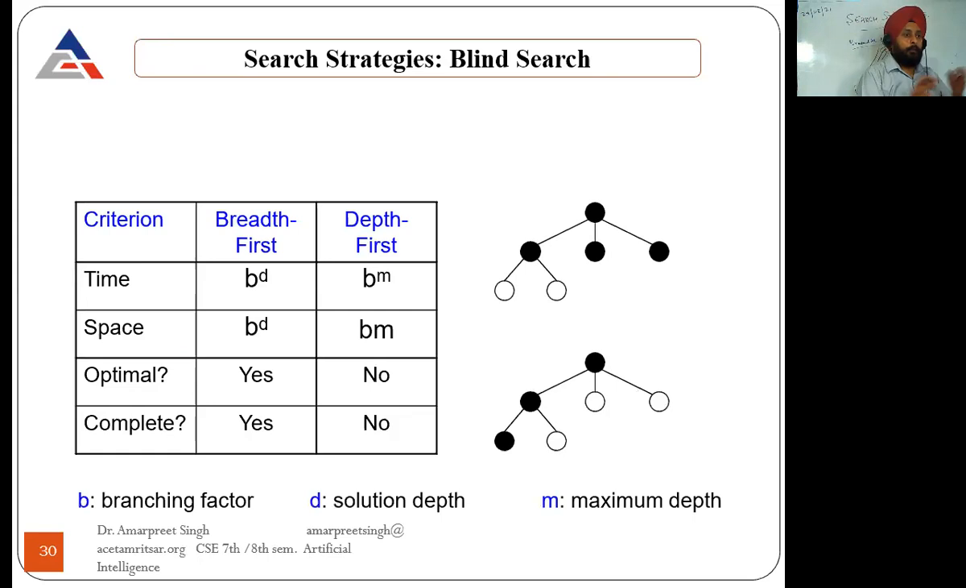So this is more information about breadth first search and depth first search, that is time, space, optimality, and completeness. So one thing is this thing. Next.